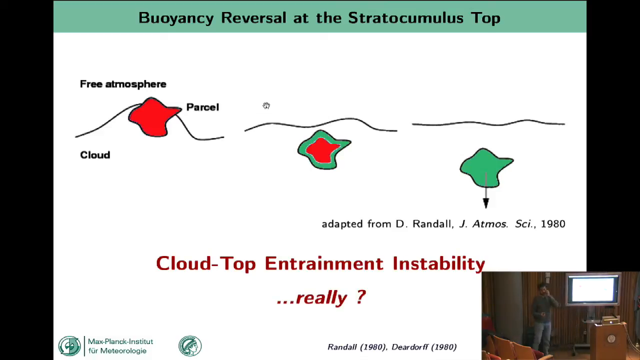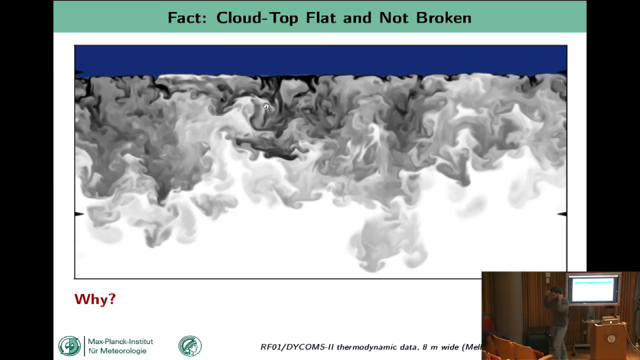But you can ask the question, can it really lead to this runaway instability or not? And this is where we started working on the problem. And this is what I have been showing so far. This is again a vertical cross-section across one of these simulations. And you have the cloud, the free troposphere, these negatively buoyant mixtures. And what you see is the cloud top remains flat. It is not broken.